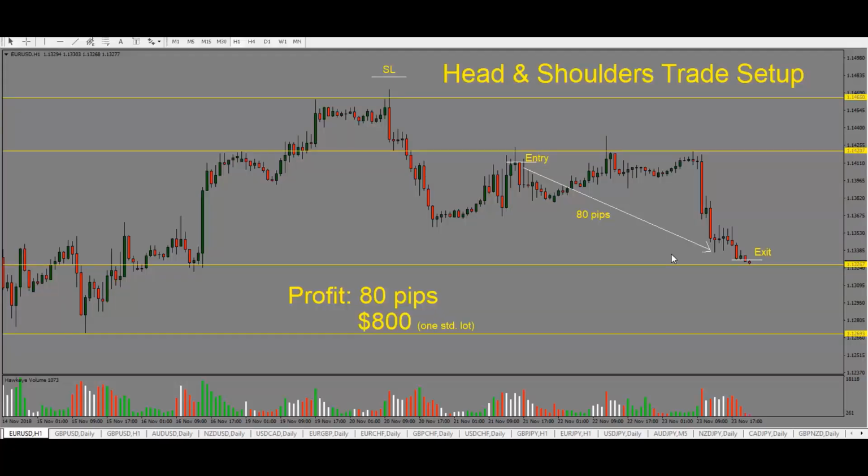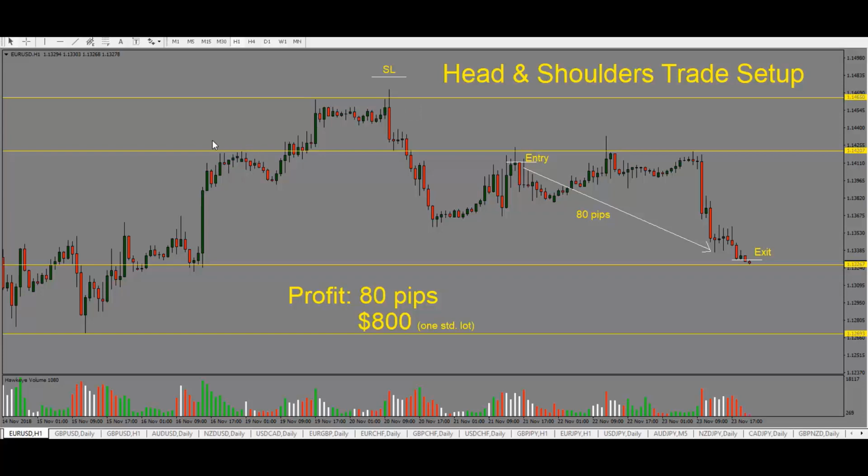Here we are looking at a head and shoulders trade setup. This is Euro US dollar 1 hour chart. In a head and shoulders trade setup, we have three key points to take a look at. We have the head, which will be in the middle. So this is the highest part of the price action here. So this is where the price has moved to in this particular price move here.